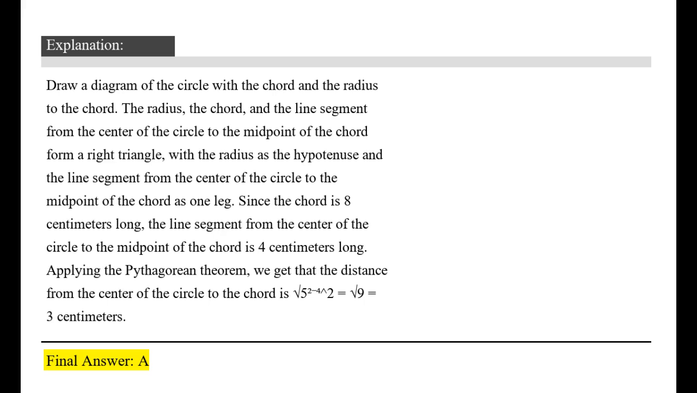Applying the Pythagorean theorem, we get that the distance from the center of the circle to the chord is the square root of 5^2 - 4^2, which equals the square root of 9, which equals 3 centimeters.